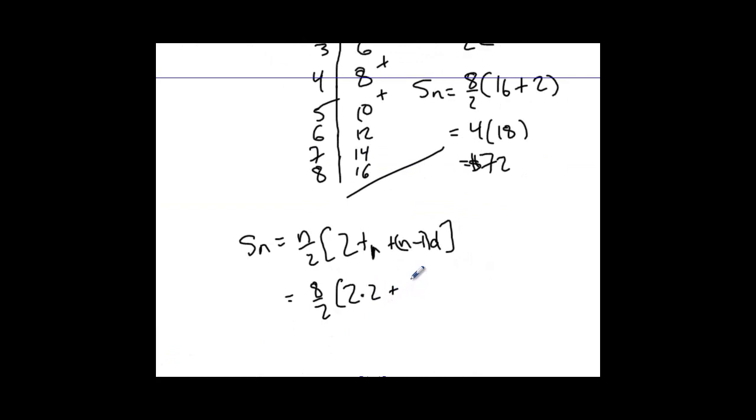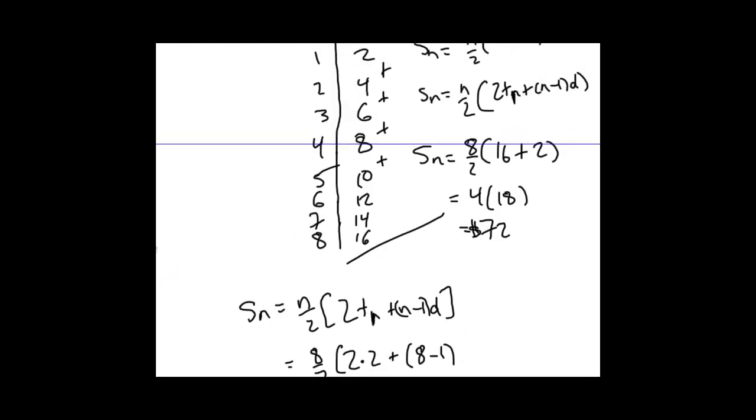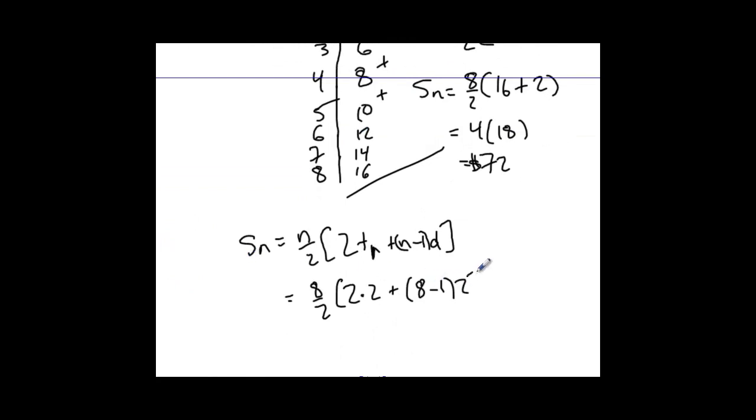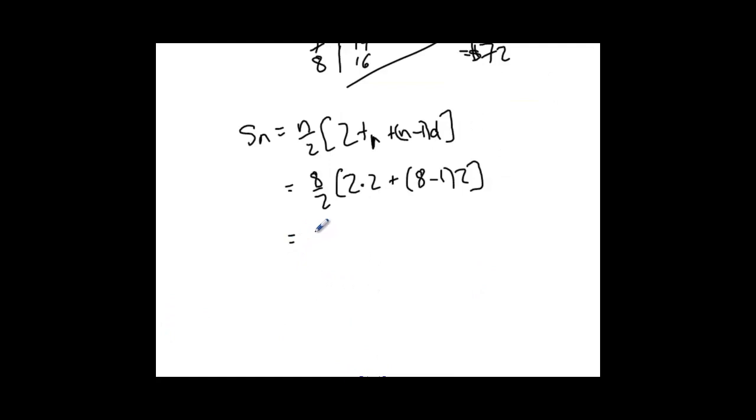So in hour 1, she was only getting $2 an hour, kind of a ripoff. Again, it was still an 8-hour shift, so whatever 8 went here, 8 goes here as well. Minus 1, and then times d. What's d in this case? Well, she went from 2 to 4 to 6 to 8, so every hour she's going up by $2. You just got to be really careful you don't screw up your math here. 8 divided by 2 is 4. 2 times 2 is 4. And then it's 7 times 2.